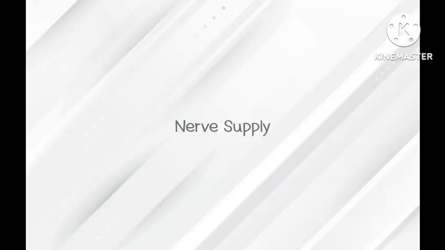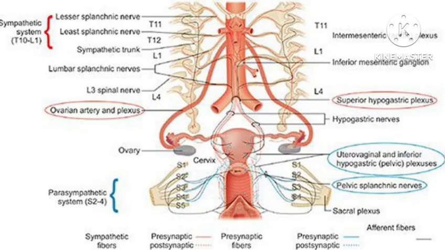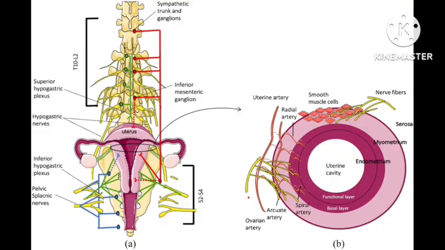Next point is nerve supply. The uterine tubes are supplied by both sympathetic and parasympathetic nerves. Parasympathetic nerves from the pelvic splanchnic nerves S2 to S4 and sympathetic nerves originate from spinal segment T10 to L2.